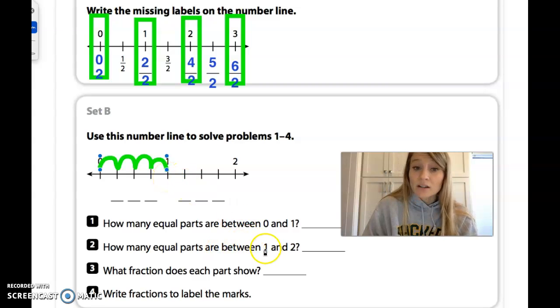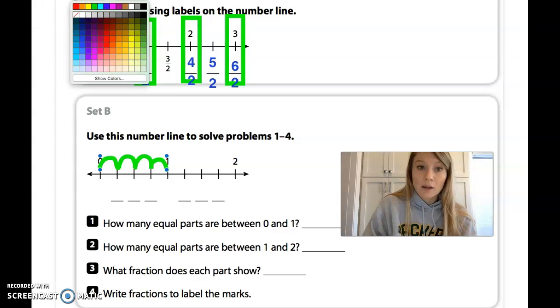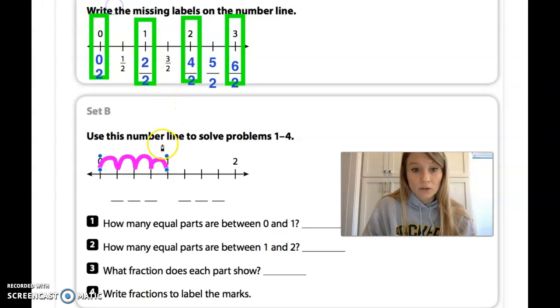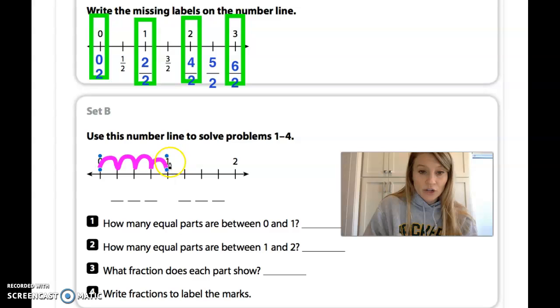And how many equal parts are between the numbers 1 and the number 2? So we got to do it again. Now we're going to try to change colors. Let's see if it works out. Let's look.